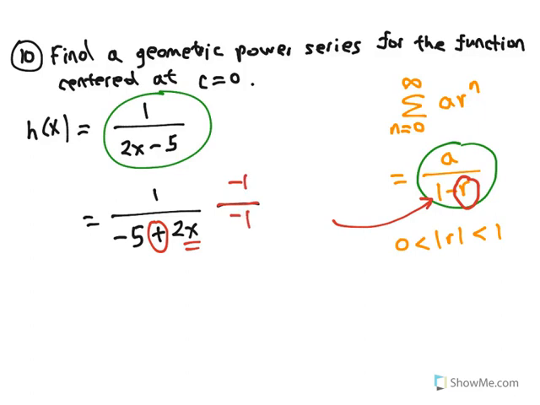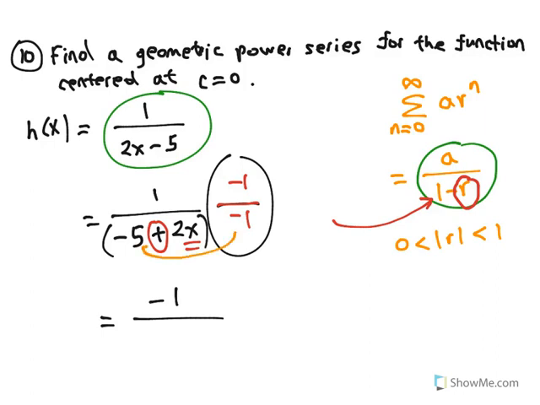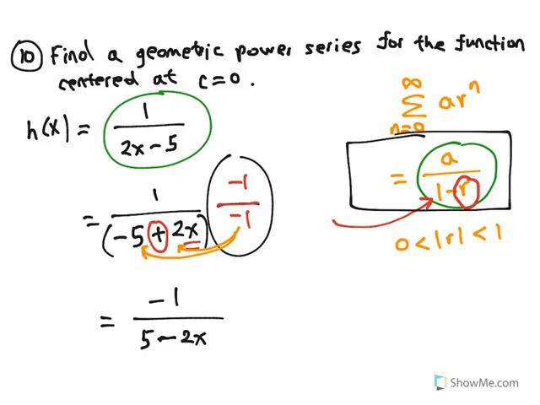So when you do that, you're multiplying the function by a form of 1, so you won't change it, and you'll have negative 1 over, and then you will have to distribute the negative 1 to each term that you have in the denominator. So that will give you 5 minus 2x. So we're closer to where we want to be. We want to be over here.